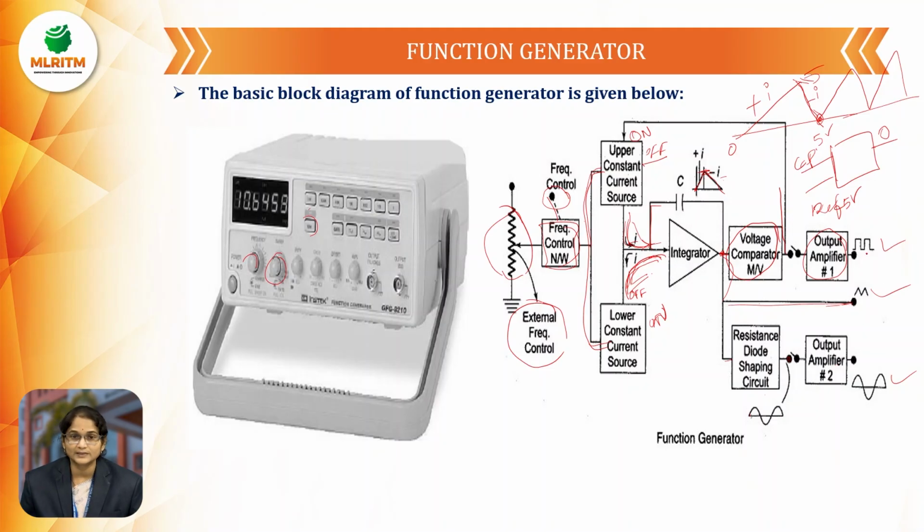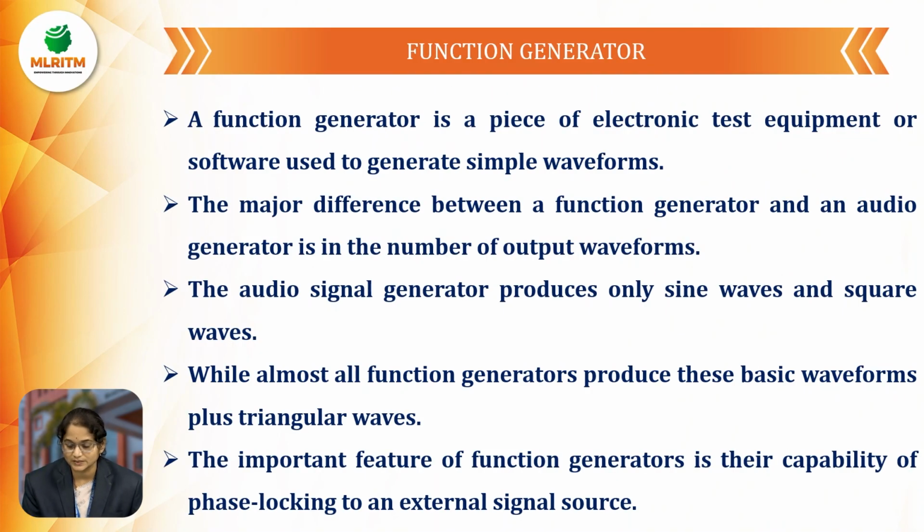Then we are going to generate the square, triangular and pulse signals. With the help of this frequency control network, the upper constant current source and the lower constant current source, we are going to generate the same frequency of signal with different types of waves: sine, square and triangular. This is how we generate signals in the function generator. A function generator is a piece of electronic test equipment or software. It is used to generate simple waveforms.